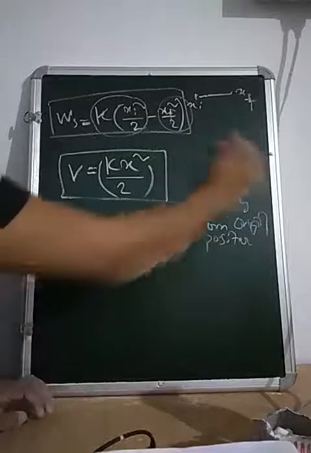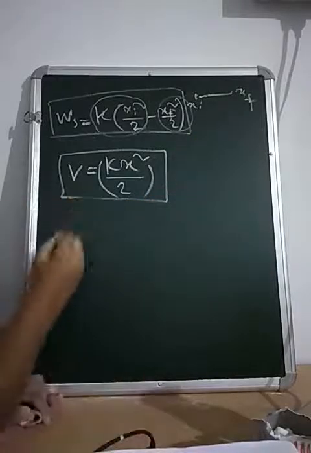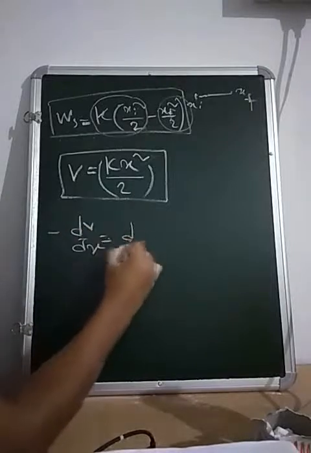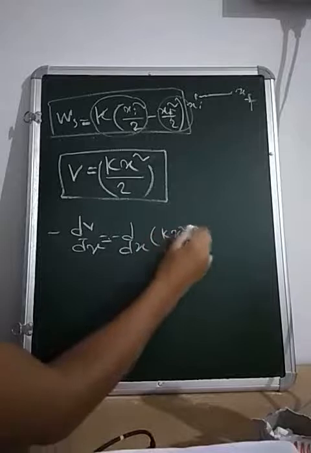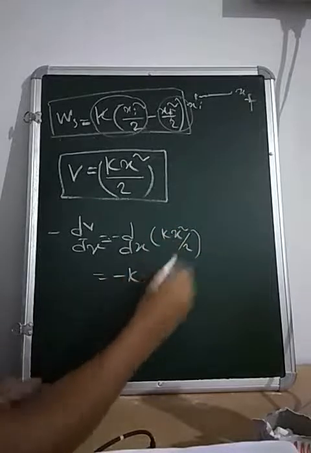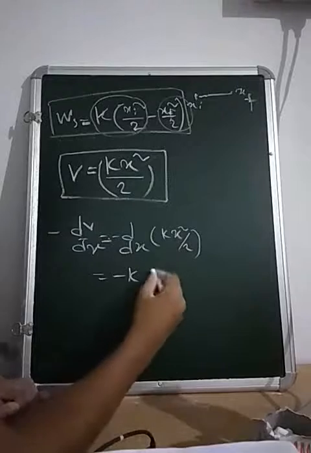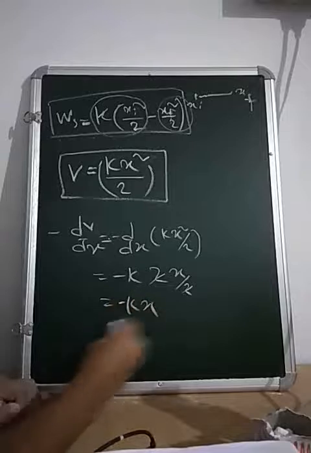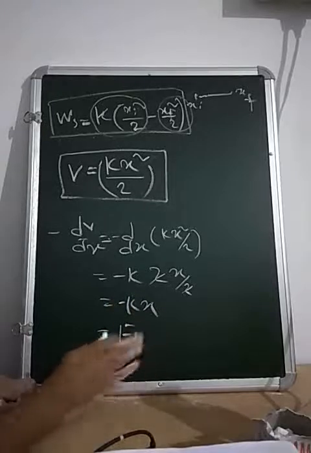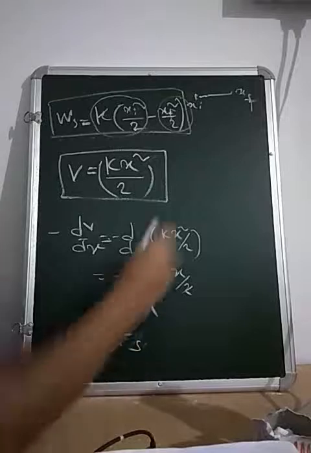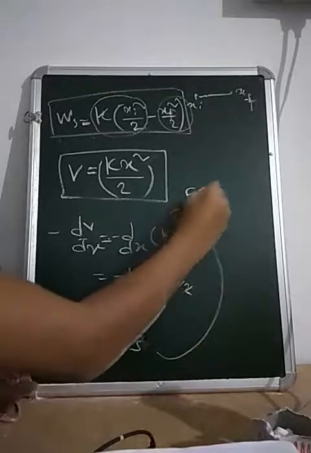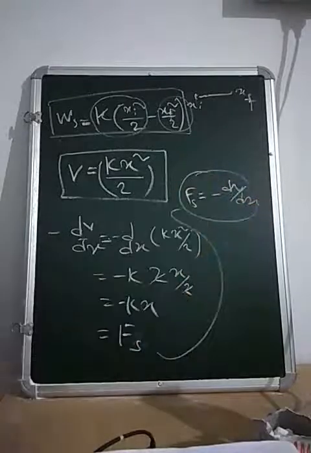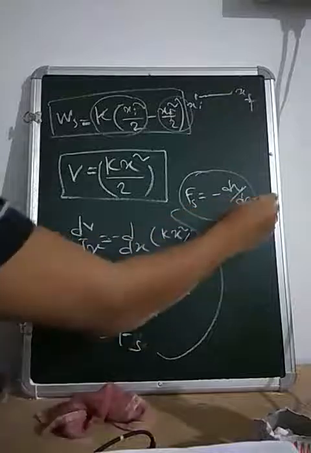You can verify this actually. If we do minus dV by dx, then what we get? Minus d by dx of kx square by 2. So minus k into 2x by 2, the 2 gets cancelled, minus k into x. So it will be Fs, the force due to the spring. So from here, Fs, the spring force, is minus dV by dx. This is the condition for a force to be conservative.